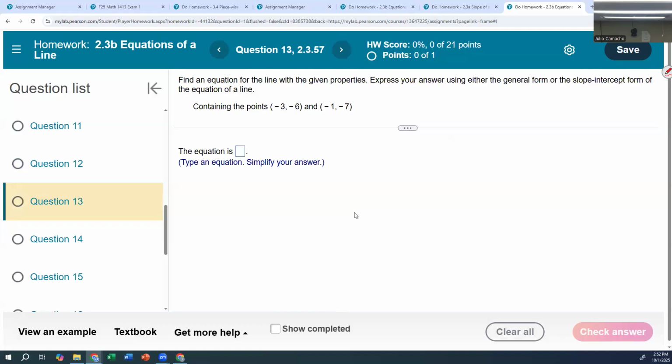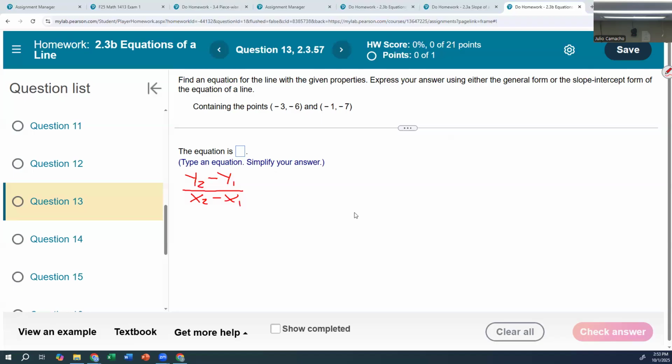Find an equation of the line with the given properties. They're giving 2 points. So again, I need to start first of all with my slope formula. So the slope formula is y2 minus y1 over x2 minus x1.